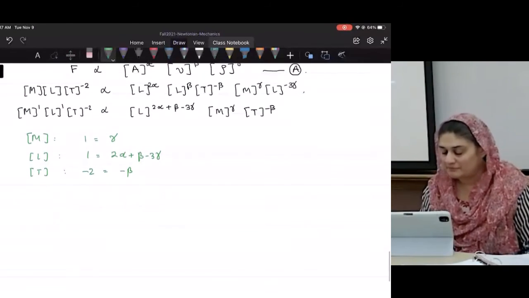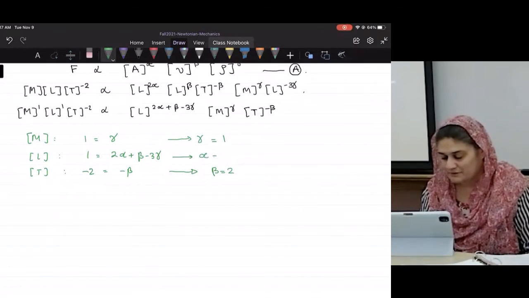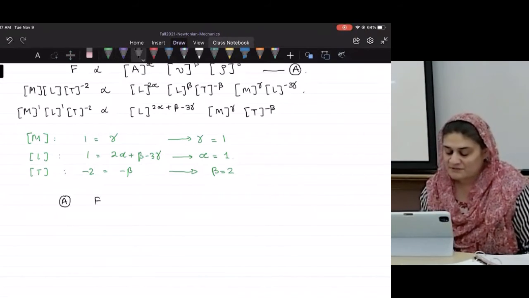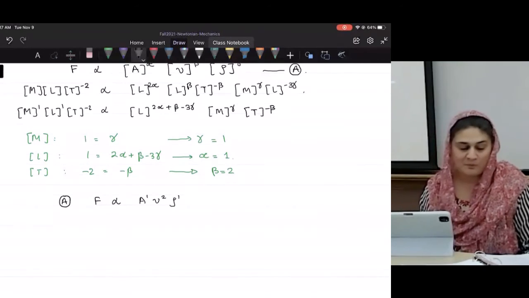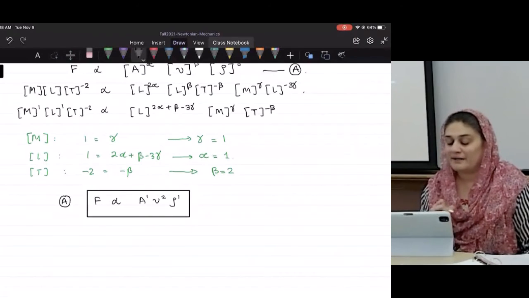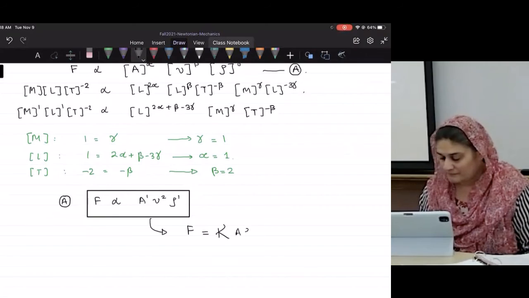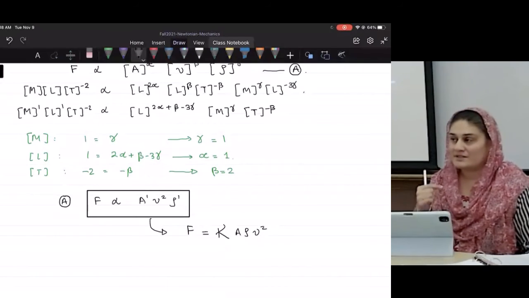So what do I get for beta? 2. What do I get for gamma? 1. What do I get for alpha? Plug all of these back into equation A. The resistive force will be proportional to A to the power 1, V to the power 2, and rho to the power 1. How do I get rid of the proportionality? I put a constant there. And that constant is very important.